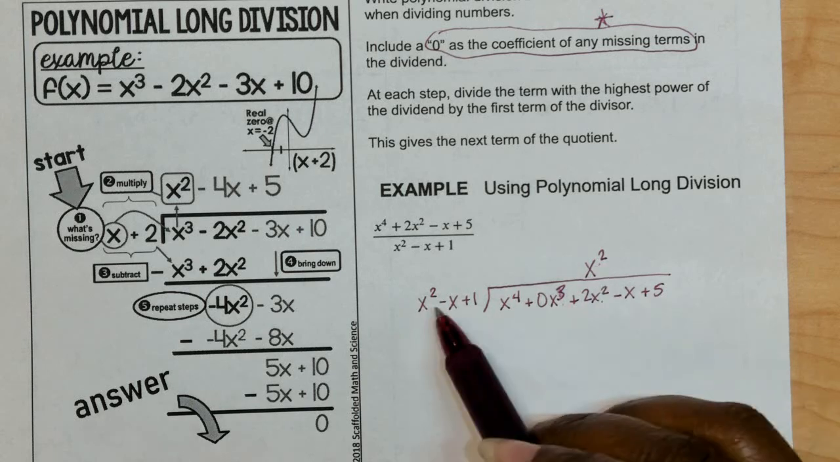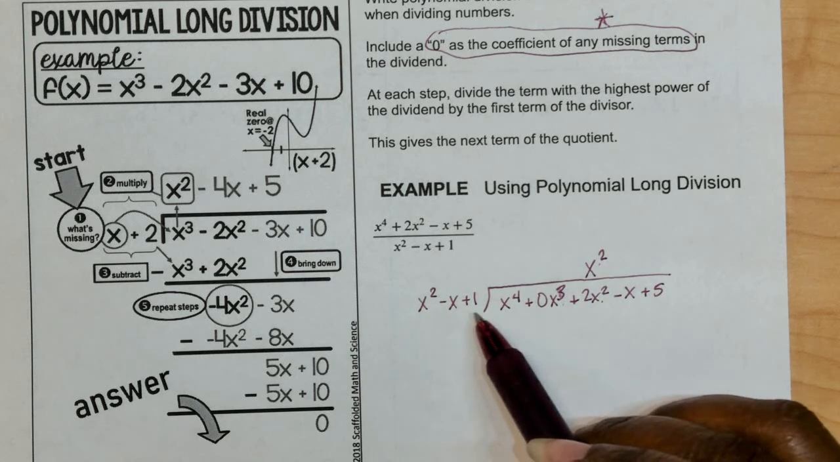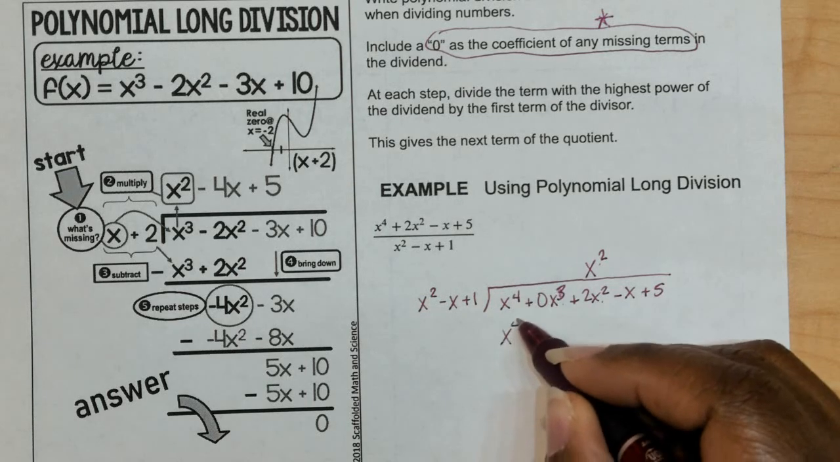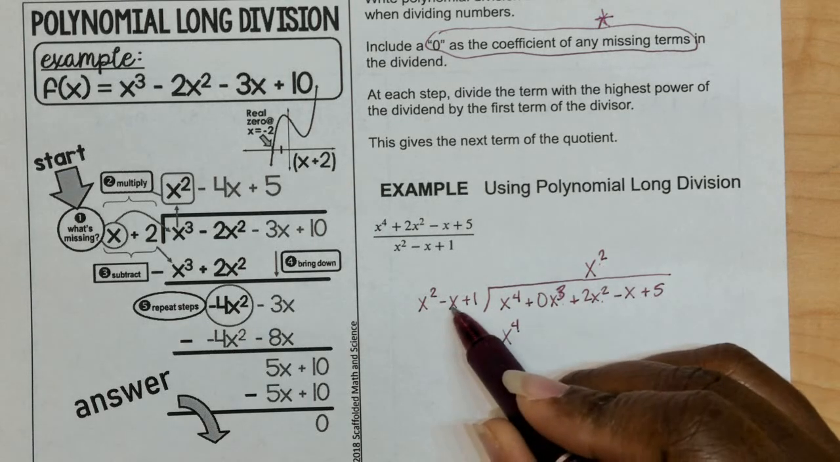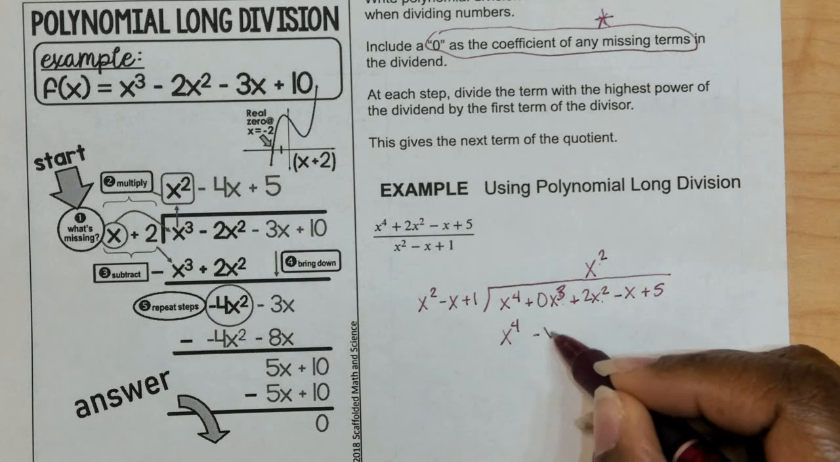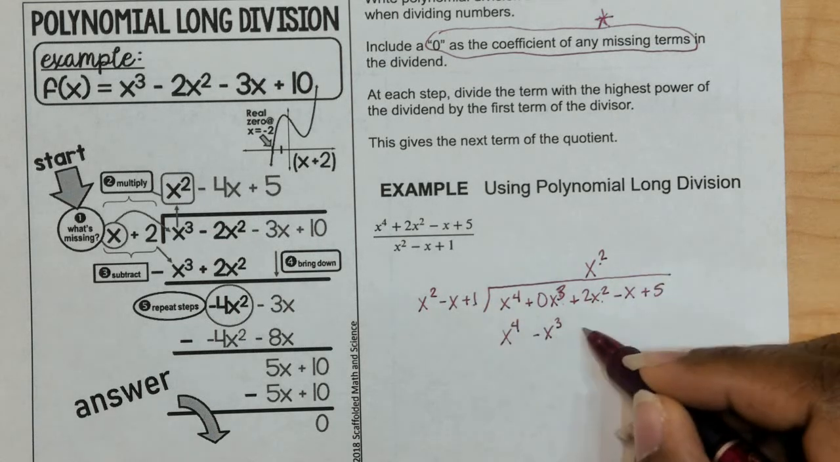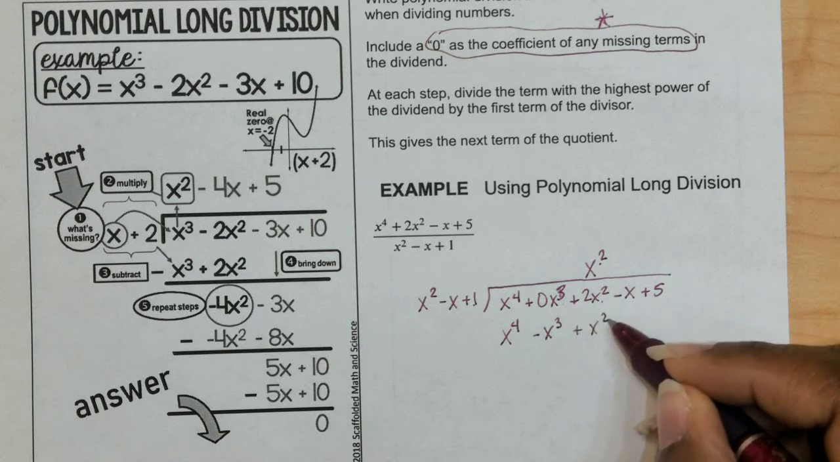So x squared, now I have to multiply it with all of this. So x squared times x squared is x to the fourth. X squared times negative x is negative x to the third. X squared times 1 is just x squared.